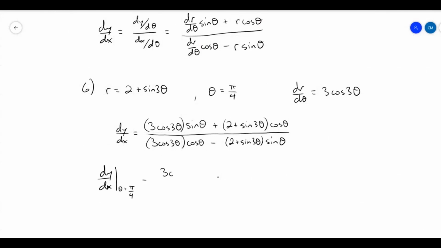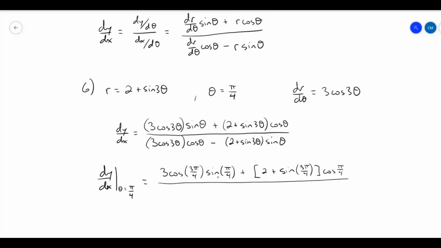So we got to plug that in. So 3 cosine, if I plug in pi over 4, I'm going to get 3 pi over 4 there, right? Sine pi over 4 plus 2 plus sine, that's going to be 3 pi over 4 again, right? Cosine pi over 4, all this divided by the same as the numerator there, except this is going to be a cosine now, so cosine pi over 4. We'll go back and figure out what all these are, and then the sine of pi over 4.